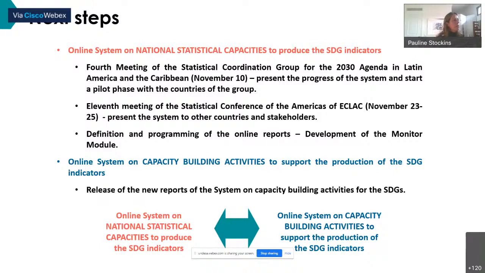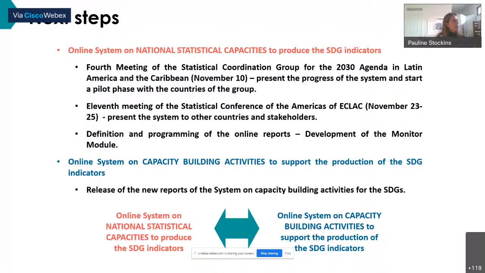What are the next steps? Next week, we will have the 4th meeting of the Statistical Coordination Group, and we will present the progress of the system on national capacities, and we will start a pilot phase with the countries of the group. This system will also be presented to a wider group of countries in the 11th meeting of the Statistical Conference of the Americas. We still have to define and program the online reports and the development of the monitoring model.